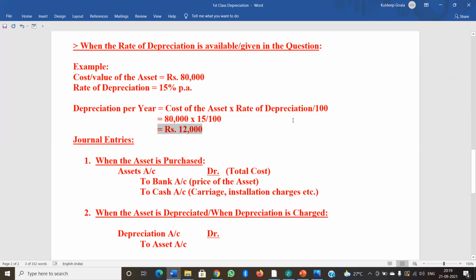Now in the next part I will show you the journal entries of this particular depreciation chapter. Please make a note of all this. In the next part, as you can see on this screen also, I will be explaining the journal entry of this depreciation part.